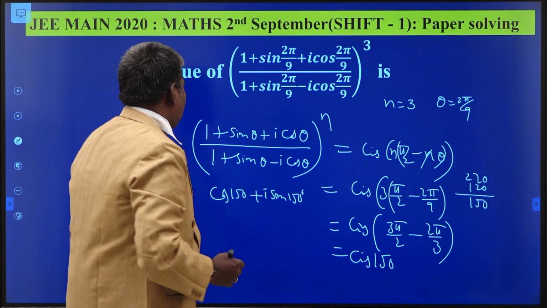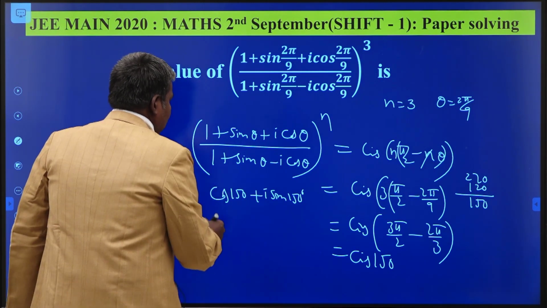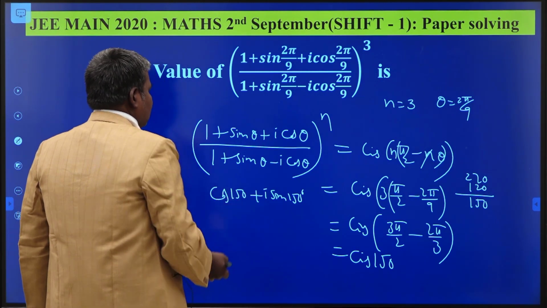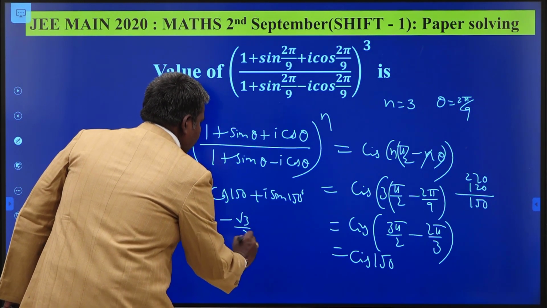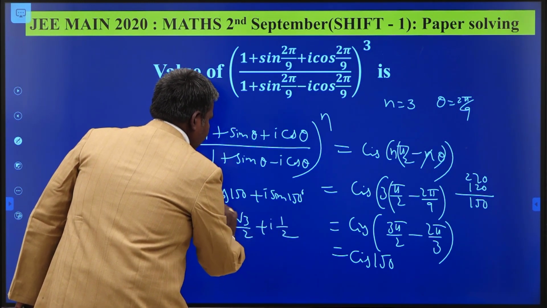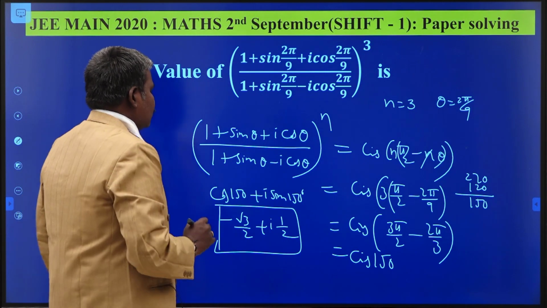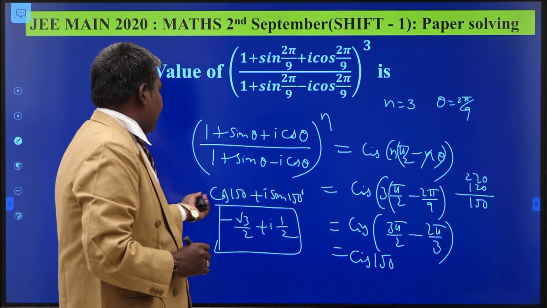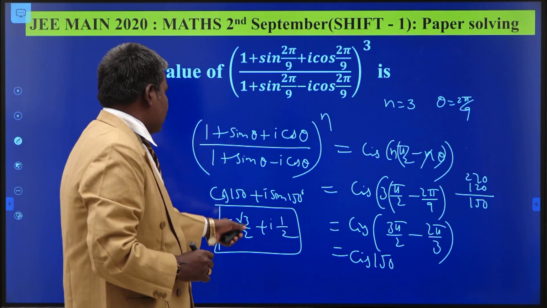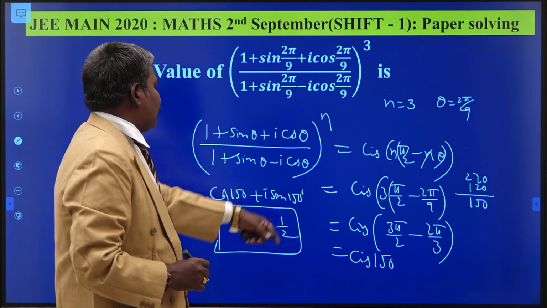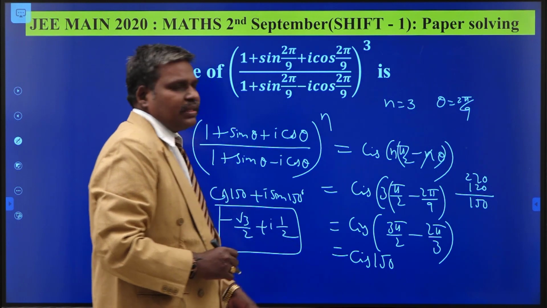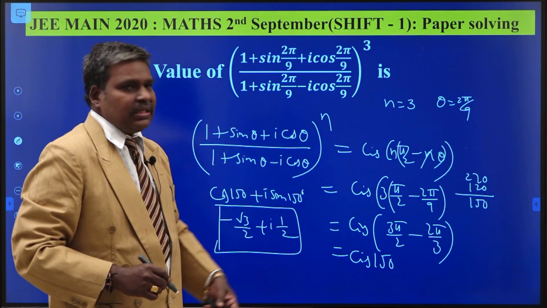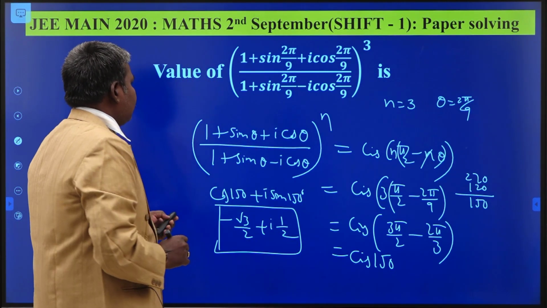What is the value of cos 150 degrees? Cos(180 − 30) degrees is minus cos 30, that is minus √3/2, plus i sin 150, which is nothing but sin 30, that is 1/2. So, −√3/2 + i/2 is your answer. In this manner we can easily solve this problem. Okay.